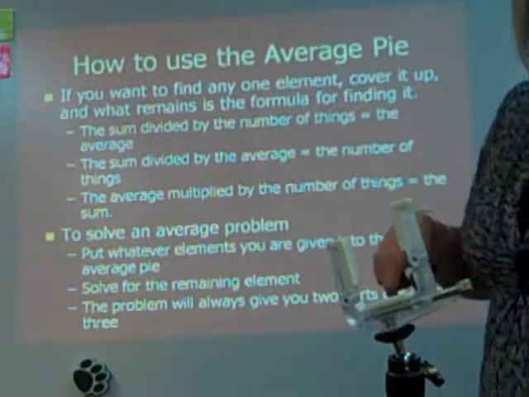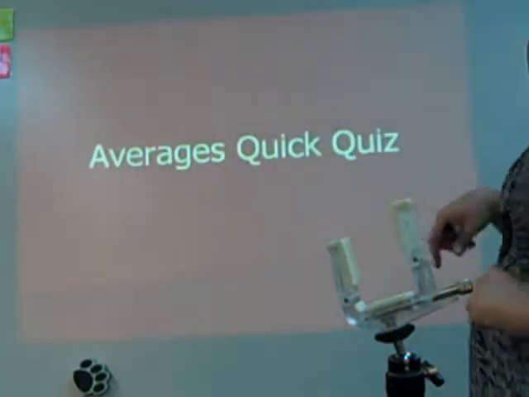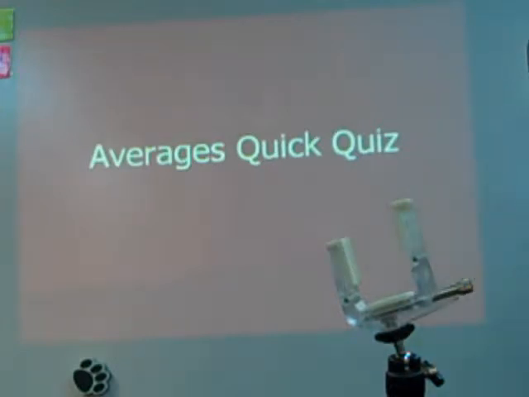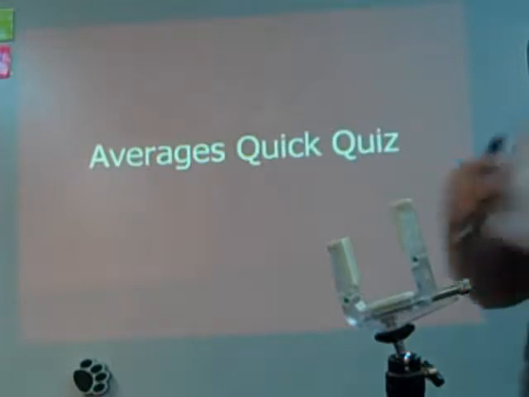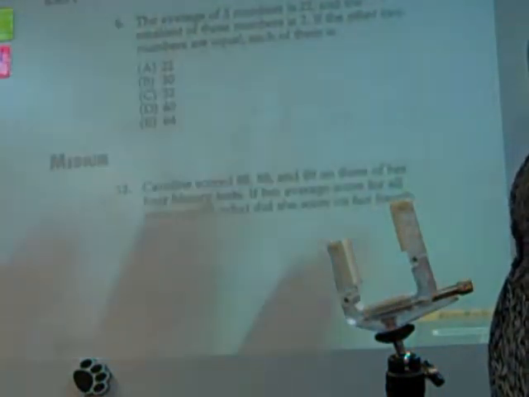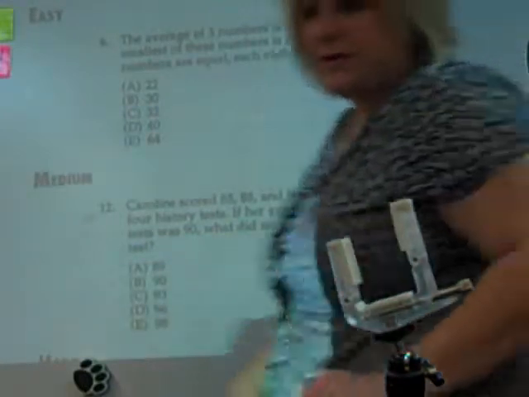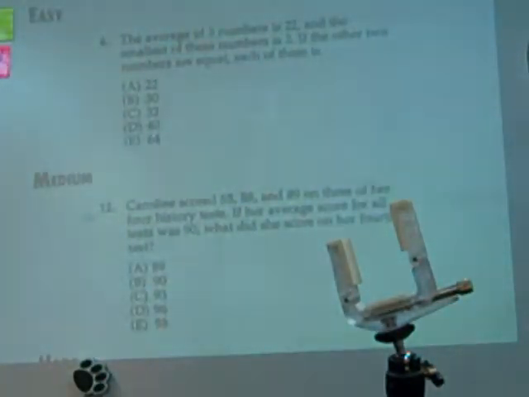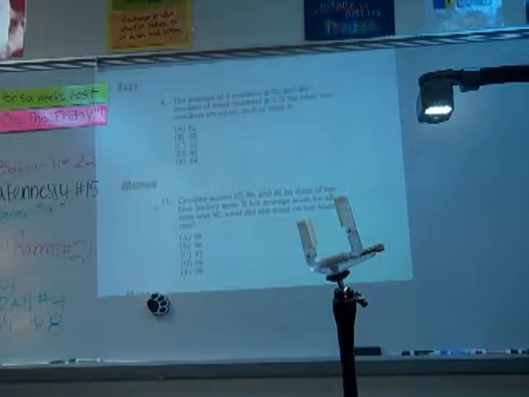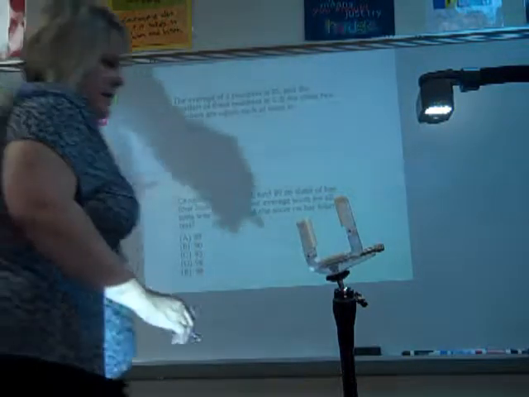All right, so the first quick quiz is going to give you a chance to try out the average pie. So I think we're on quick quiz number 9, maybe? Yeah, quick quiz number 9. One easy, one medium, one hard. So take about 5 minutes, and we'll go over those. The only reason I'm going to remember that average circle is because I know, that's why. Okay, so we'll go ahead and work these.